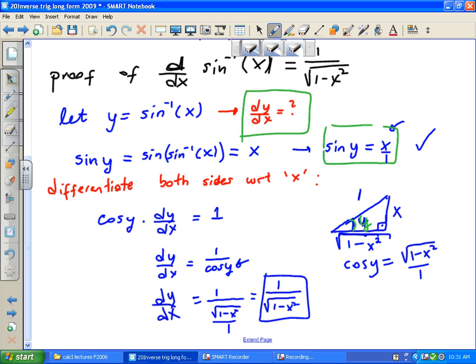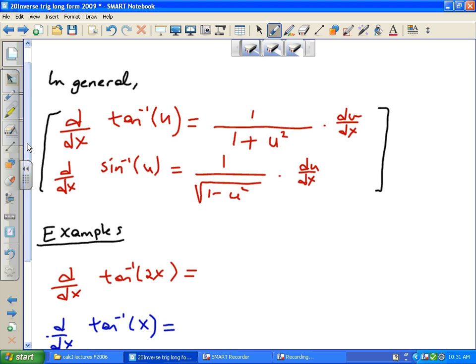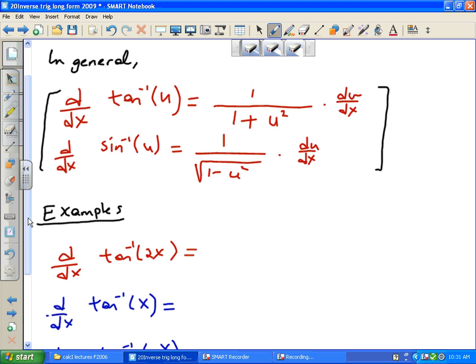Okay, now that we have these rules, we can now do some examples. But before I go to the examples, I'd like to give you the generalized rules as well. The generalized rules are as follows. Instead of x, I have u. So the derivative of tangent inverse of u equals 1 over 1 plus u squared times du/dx.